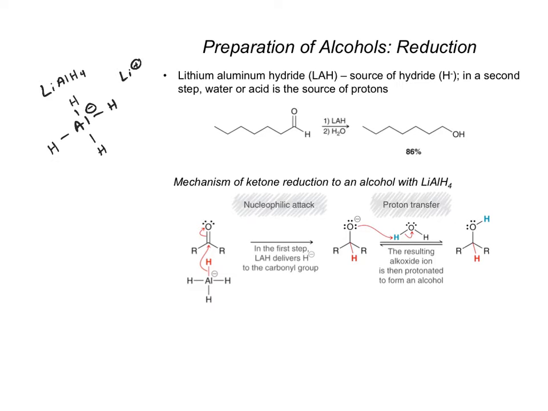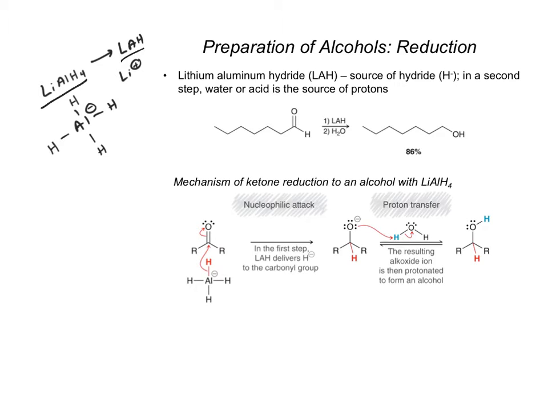Okay, so we can use lithium aluminum hydride. We also will abbreviate this as LAH. So you can either use this or you can use LAH. But this will also do this reaction just like the sodium borohydride. So we can take our aldehyde or our ketone and we can react it with the lithium aluminum hydride and get the alcohol as a product.